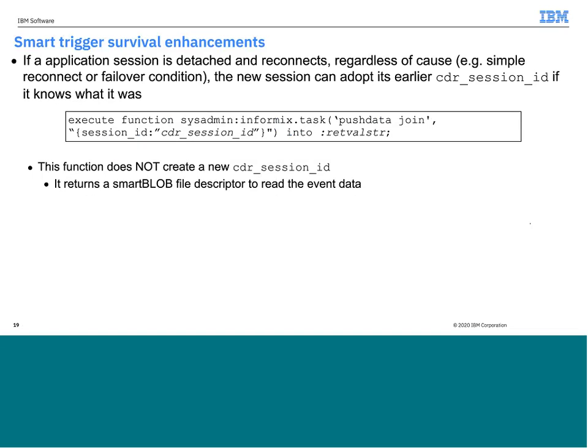If your client session physically disconnects from the instance and you create a new session and reconnect to the instance, you can adopt that original session ID. You have to know what it is, which is why your application needs to capture it and somehow persist it somewhere. And so you would do a push data join with that old session ID, and you will get another session ID, but it doesn't create a new one. It simply returns a smart blob descriptor where you can go in and look at what happened in the original iteration of the smart trigger functionality.